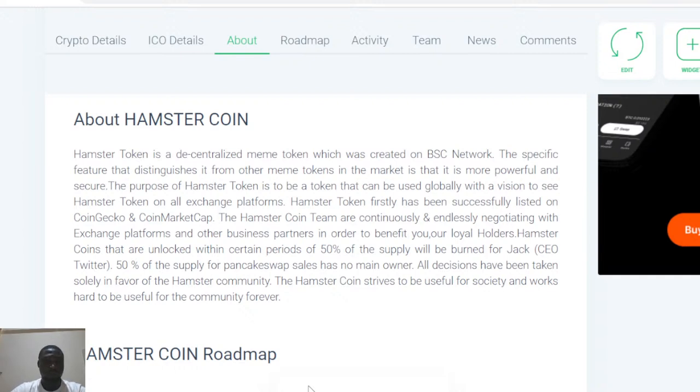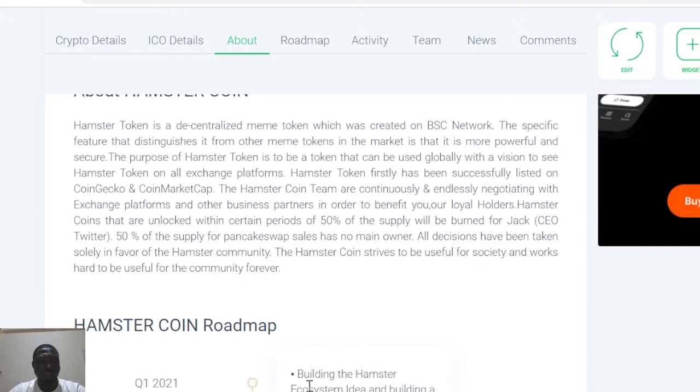Now also, the coin is unlocked over a certain period, with 50% of the supply going to Jack the CEO of Twitter, and the other 50% of the supply for PanScript Swap has no main owner. All decisions have been taken in favor of the community, and the coin strives to be useful for society and to add useful community forever. And so what is now the roadmap?